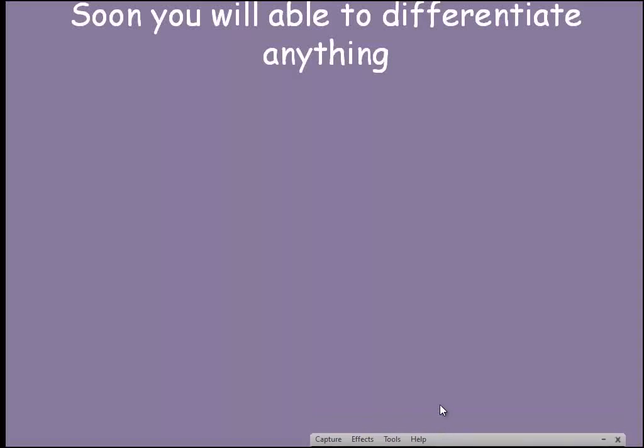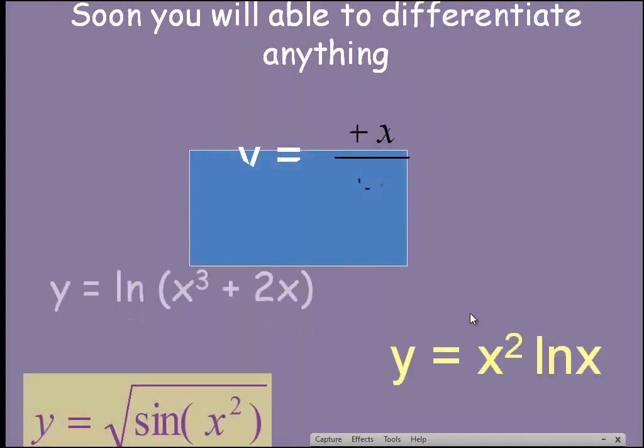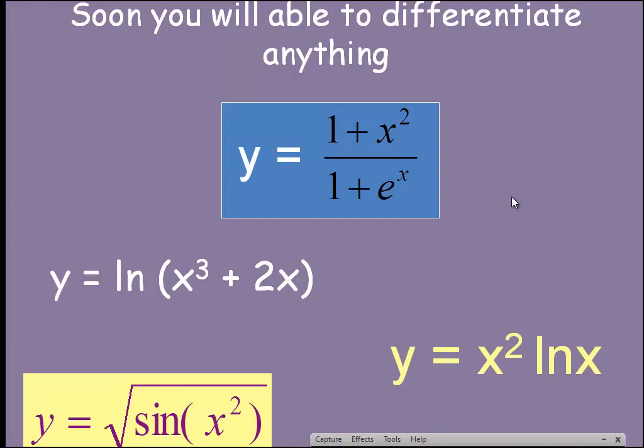Okay, product rule part 2. As it says at the top here, soon you'll be able to differentiate anything. Have a look at some equations here. All these sort of equations we will soon be able to differentiate. And we've just got one more rule to do after this, the quotient rule. So let's finish off our work on the product rule.